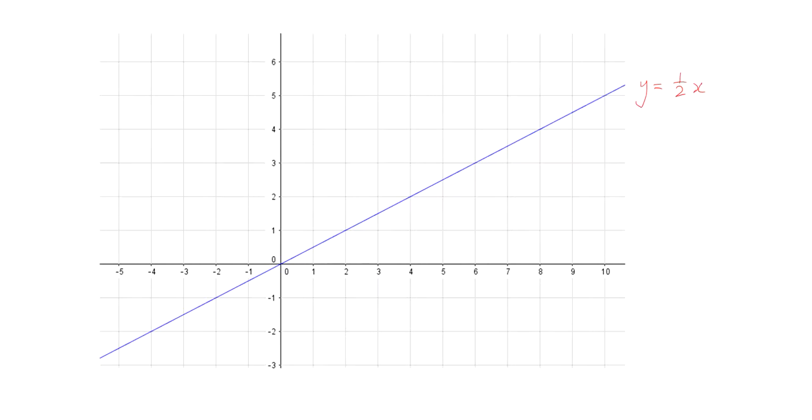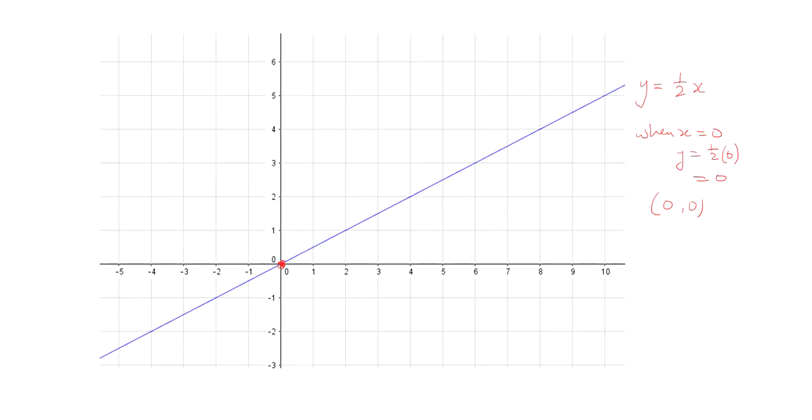And like I said, in order to draw a straight line, all you need are 2 points. So let's say when X is equal to 0, Y is equal to half of 0, which is equal to 0. So 1 point on the line should be (0, 0). Right? So that is this point here.